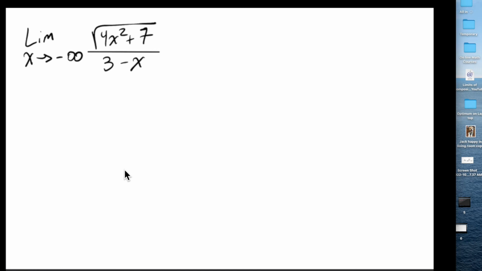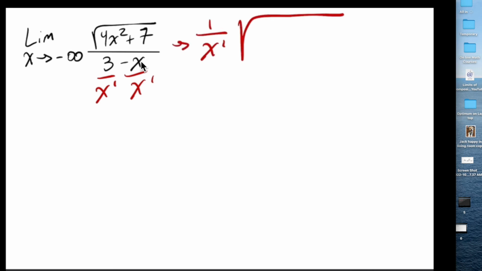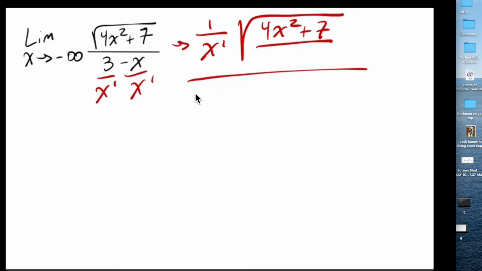In our next limit, we are going towards negative infinity. The highest degree in our denominator is x to the first power. We're going to divide everything by x to the first power in the denominator. In the numerator, we're going to multiply by 1 over x to the first, rewrite our radicand in anticipation of accepting this x to the first into its denominator.